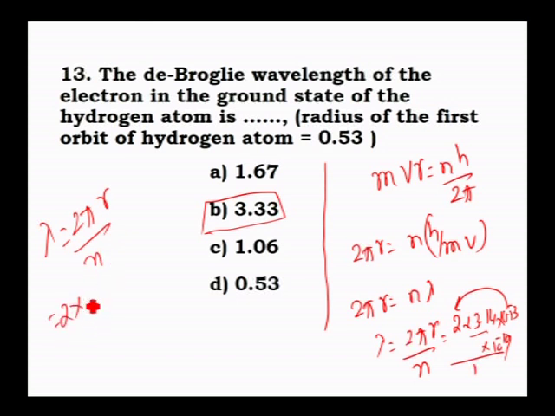That is equal to 2 into pi is 3.14, radius is 0.53, actually angstrom, 0.53 into 10 to the power of minus 10, divided by first orbit, which is nothing but equal to 1.